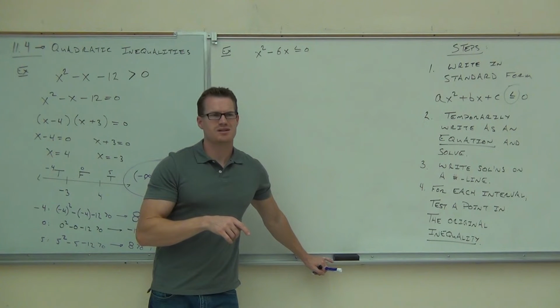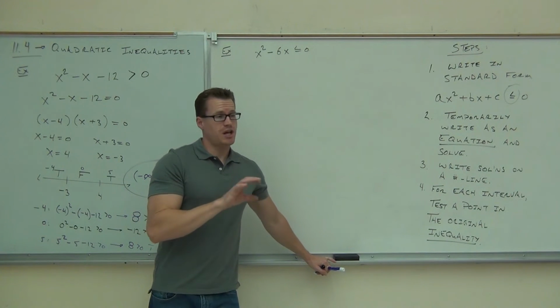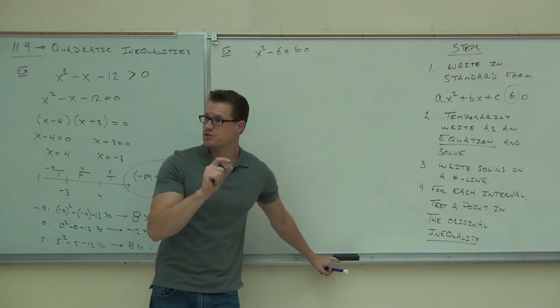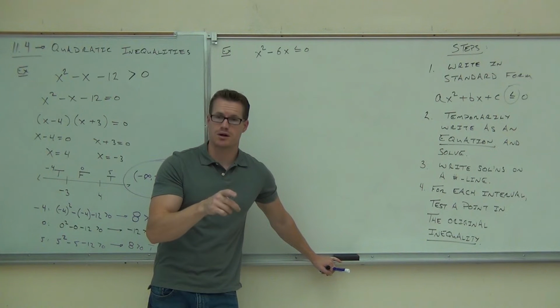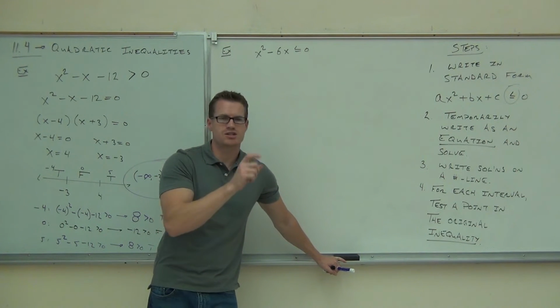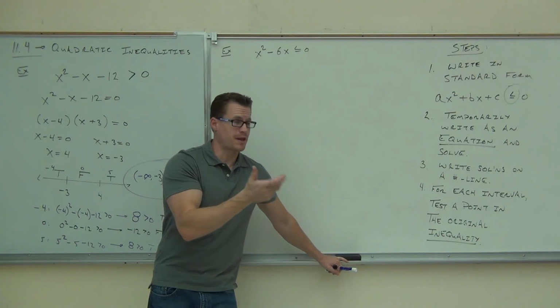Some of you are going, no, not so much. Some of you are going, yeah, sure. What standard form means is that everything's on one side and zero's on the other side. That's what standard form means, whether or not you have a constant. So is this in standard form? Yes, it is. It just doesn't have a plus or minus a number, but that's okay.